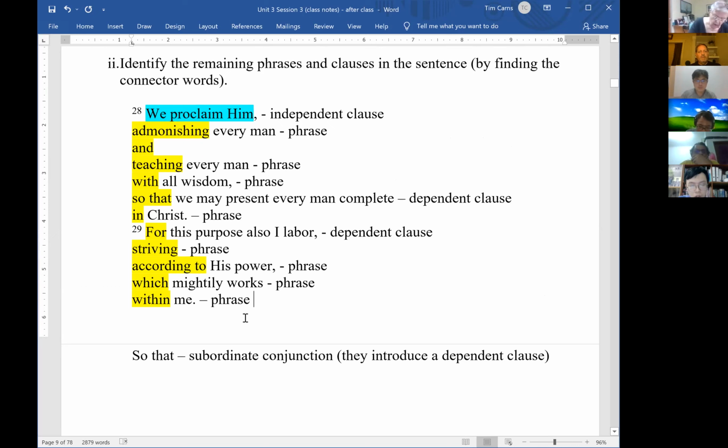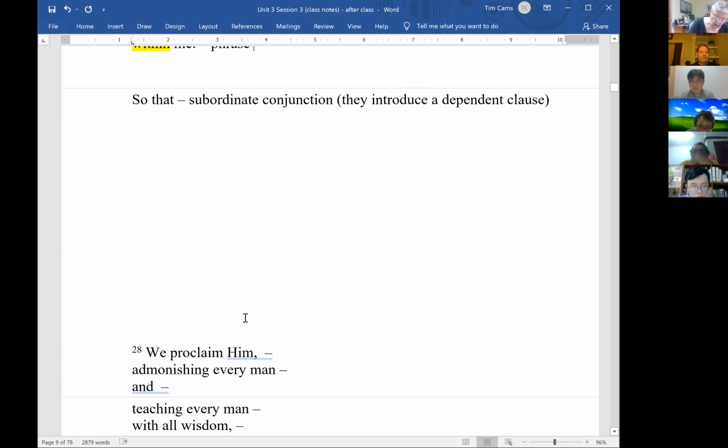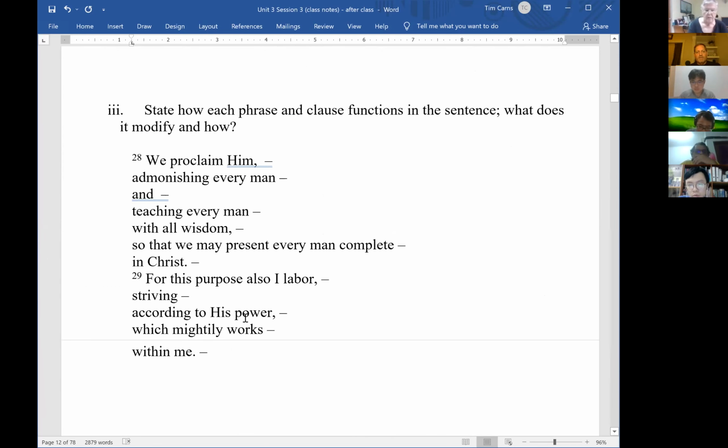So our next step is to ask ourselves, how do they function here? How do they work? What are they modifying and how? All right, I'm going to see, Paul, if you can take this step and let's just go through each phrase and clause and see if you can identify what it's modifying and how. And we already did the first one. That's our independent clause.